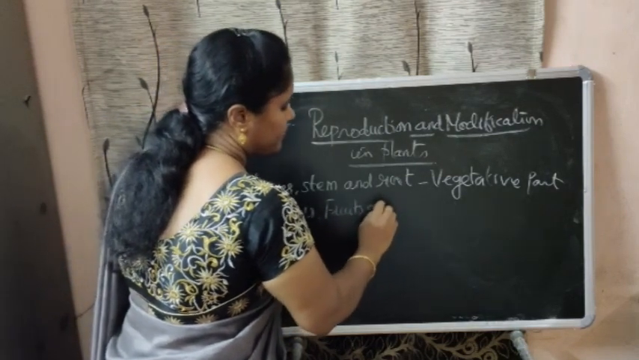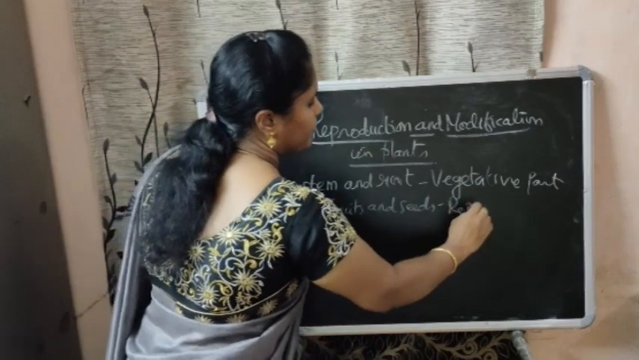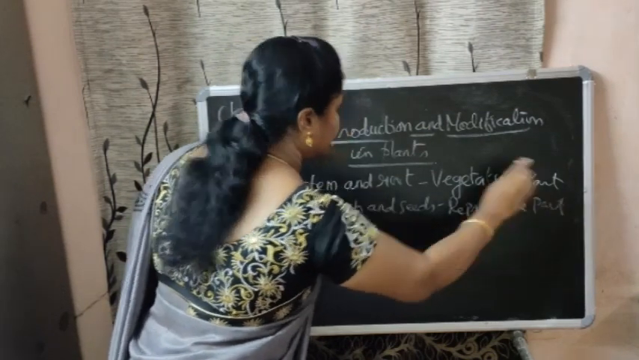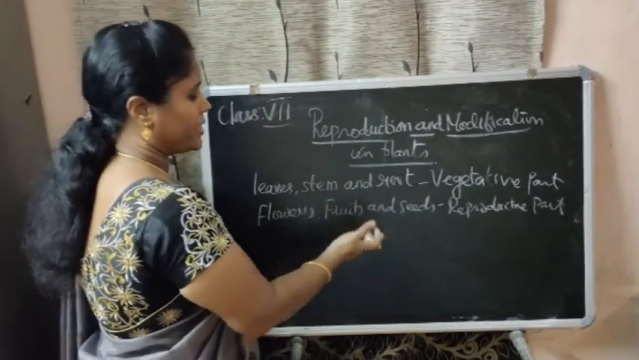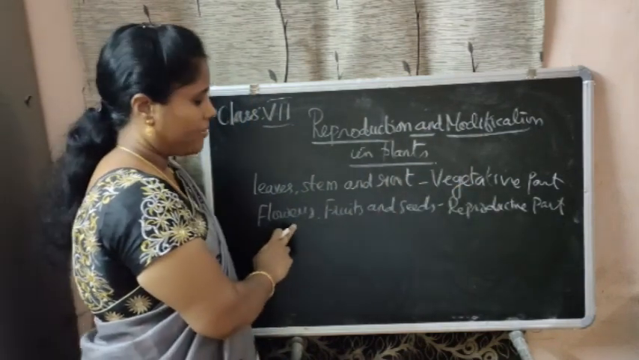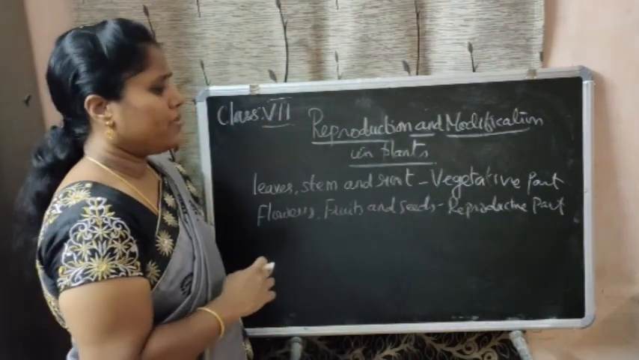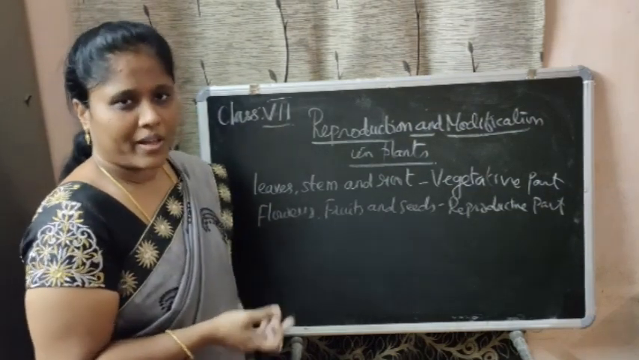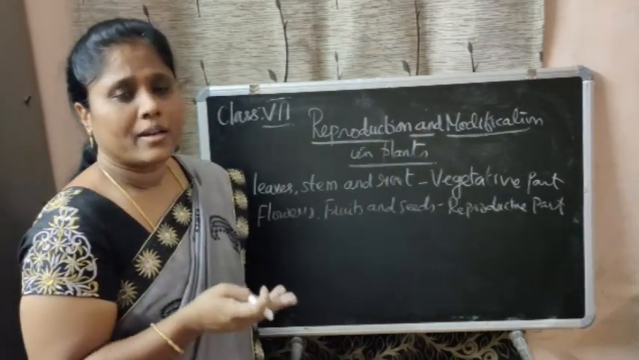And the flowers, fruits and the seeds form the reproductive part of the plant. So we have many parts of the plant: the leaves, stem, root, flower, fruits and seeds. Leaves, stem and root form the vegetative part, and the flower, fruit and seeds form the reproductive part. In this lesson we are going to study how the fruit is formed from the flower and the modifications of the stem, root and the leaves.